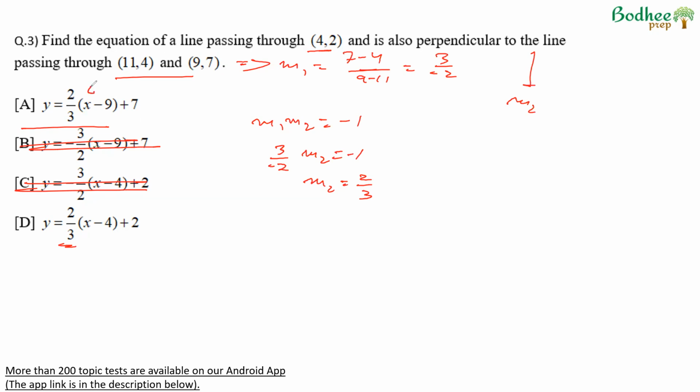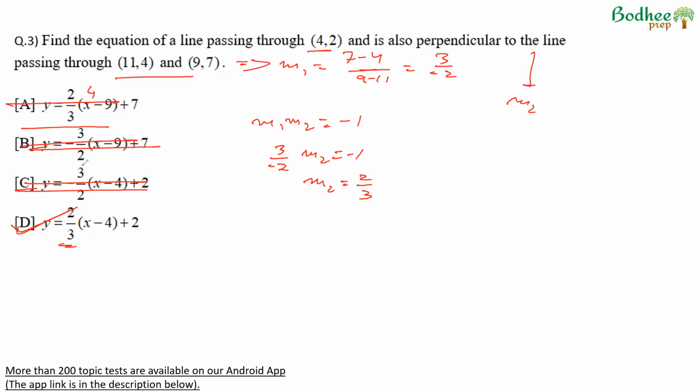If we put x = 4 here, we will get (4 - 9) times 2 by 3, which will be -10 by 3, plus 7. This will not give us a value of 2 here. But if we put 4 here, 4 - 4 is 0, this cancels out, and y becomes 2. And therefore (4, 2) will pass through D, not through A. And therefore my required equation becomes y = 2 by 3 into (x - 4) + 2.